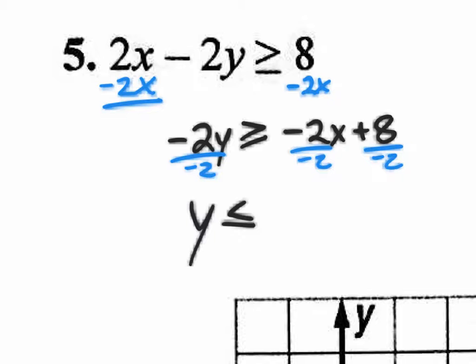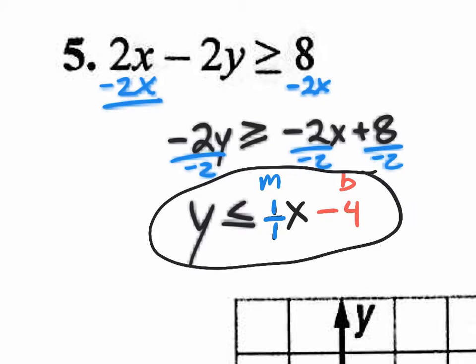So what do I have left? I have 1x. You could put 1 over 1 if you want. And most of the time I write my slope in blue. Let me do that. And then at the very end, I have 8 divided by negative 2. That is negative 4. And most of the time I write my b value in red. So again, our m value is 1 over 1, and our b value is negative 4. So there's my y equals mx plus b equation, or actually, slope-intercept form inequality.